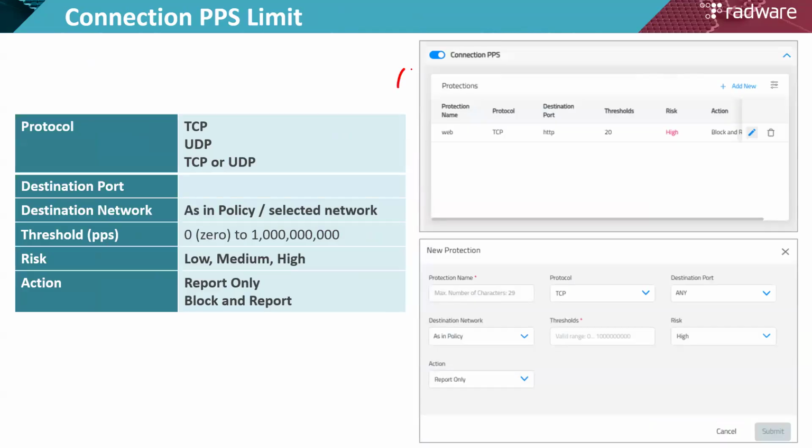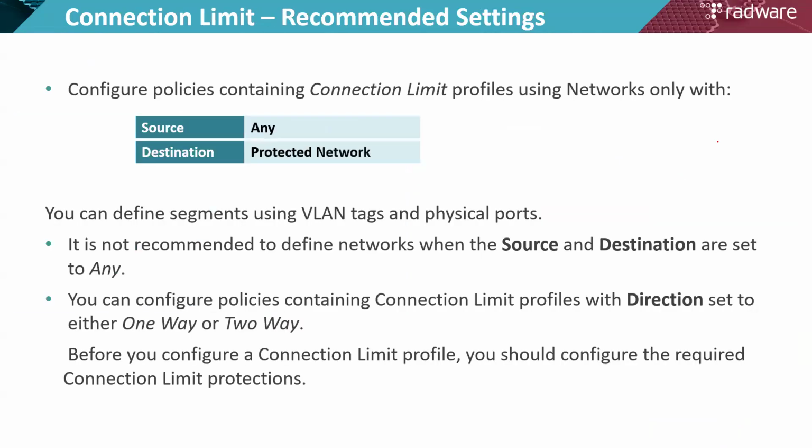So this is where you can configure all those things under the connection PPS, where you will define the threshold level. And if this threshold is breached, you will start blocking the packets. Some recommended settings: the source should be any, and the destination should be the protected network, the network that you are protecting. Do not use destination network as any, because it will lead to some complications. Hence, make sure that the destination is selected as the protected network, the one which you have defined in the policy.